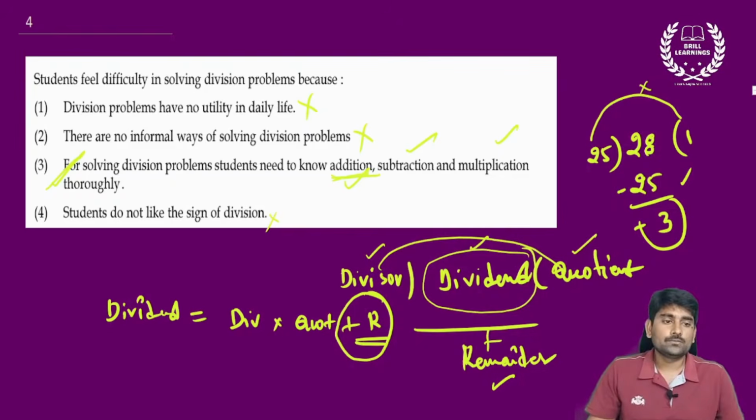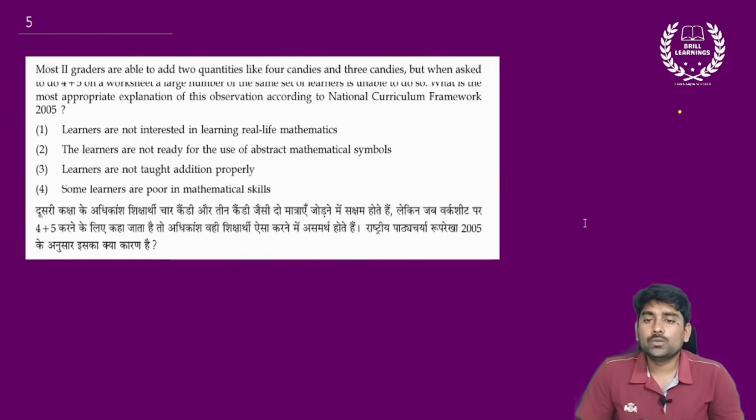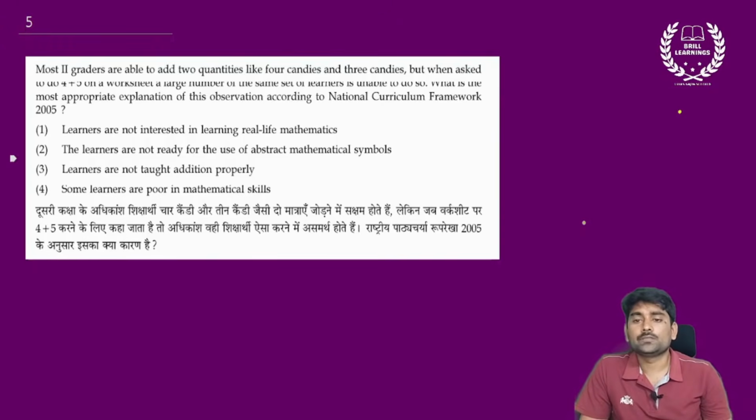Let's move on to the next question. Most grade 2 students are unable to add 2 quantities like 4 candies and 3 candies, but when asked to do 4 plus 5 on a worksheet, a large number of the same set of learners is unable to do so. What is the most appropriate explanation of this observation according to National Curriculum Framework 2005? First one, learners are not intended to learn real life mathematics. It's a wrong statement. According to the NCF 2005, learners are not ready for the use of abstract mathematical symbols. This is the right option here.